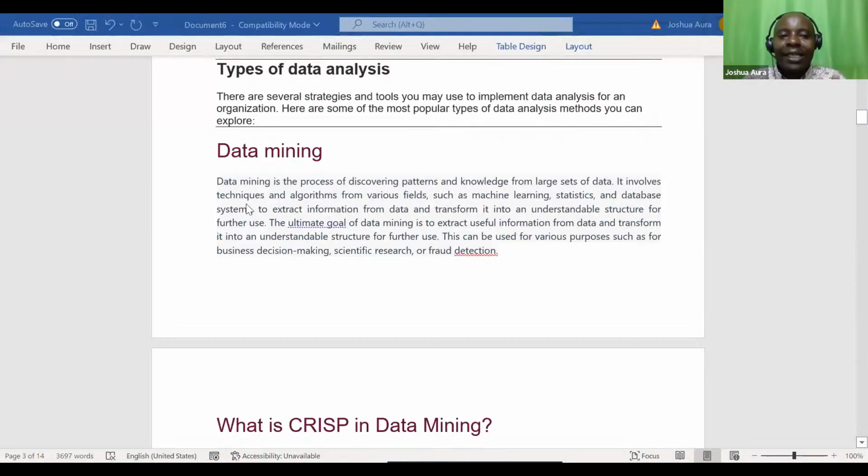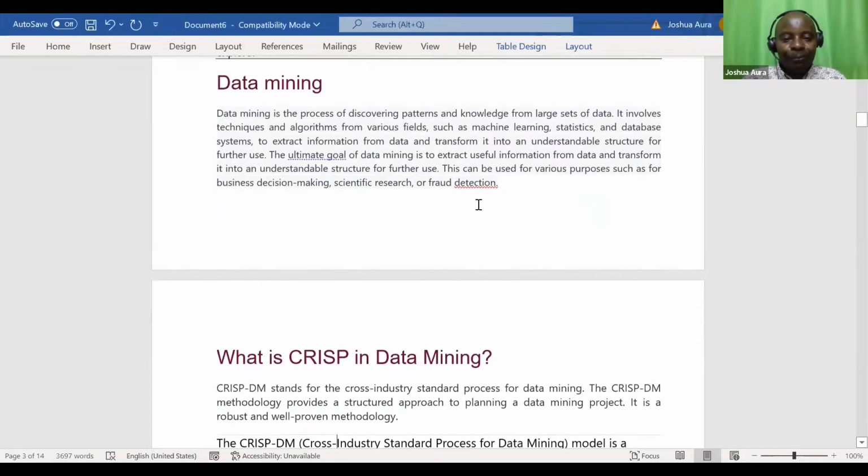So I'm repeating again that data mining is the process of discovering patterns and knowledge from large sets of data. It involves techniques and algorithms. We shall be able to understand what algorithms are, from various fields, such as machine learning, statistics, and database systems, to extract information from data and transform it into an understandable structure for further use. That is very important to me.